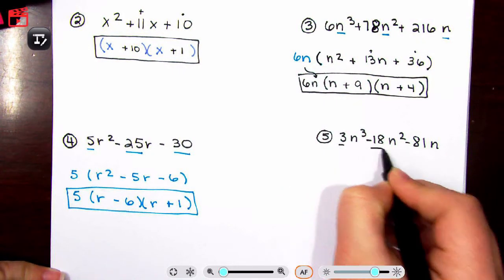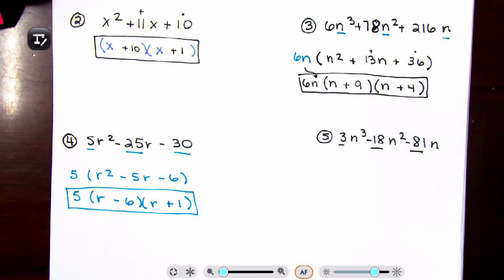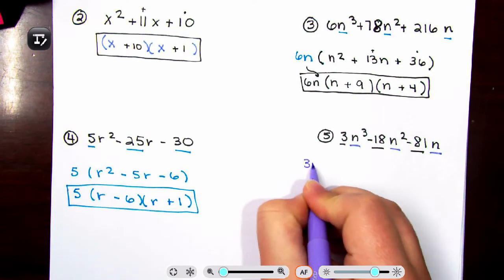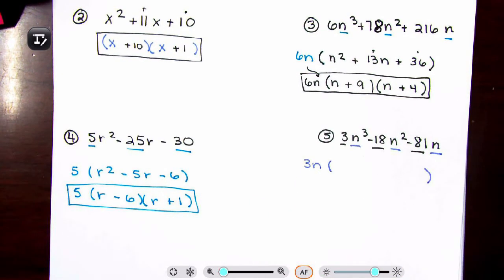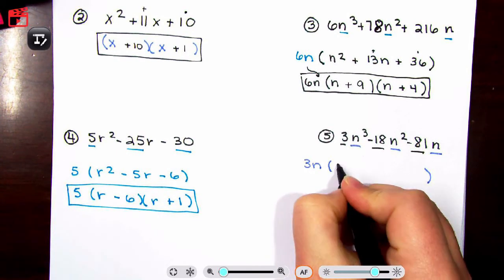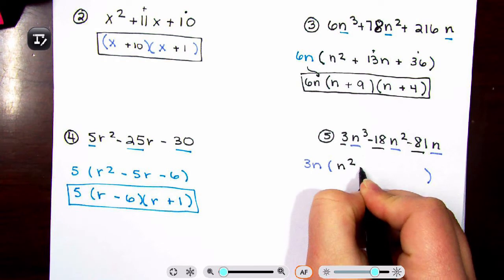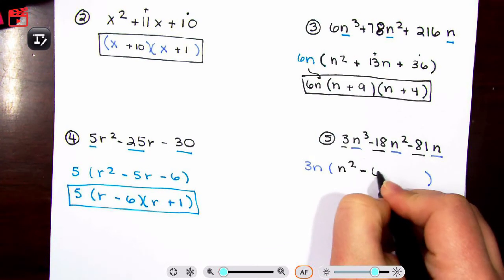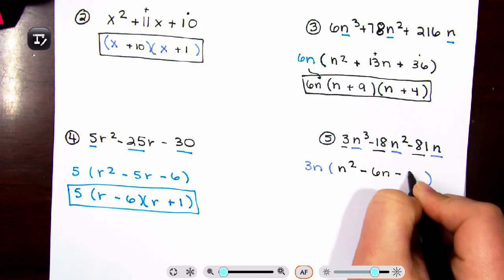3, 18, and 81. I think 3 goes into 81. It does. And then I have an n and an n. So I'm going to pull out 3n. Once again, we're going to get something inside the parentheses with a leading coefficient of 1. So we have n squared minus 18 divided by 3. That's 6n. And we had 27.